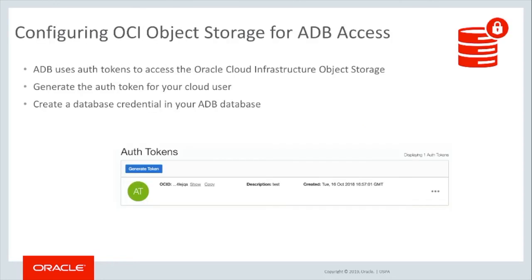Let's start by understanding how to create an object storage credential for Autonomous Database access. ADB uses authorization tokens to access the Oracle Cloud Infrastructure Object Storage. The first step is to generate the authorization token for your cloud in Oracle Cloud Infrastructure. Then create a database credential in your Autonomous Database with this token.